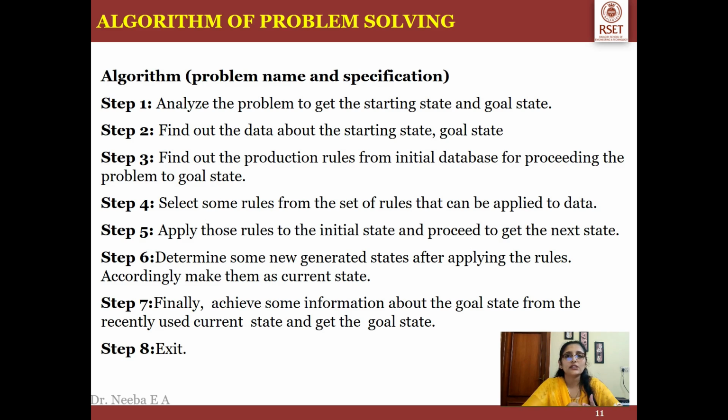Then you have to select some rules from the set of rules which can be applied to particular states. That is, from one state where all it goes. So we have to find out the rules which go from one state to another state. Now apply those rules to the initial state and proceed to get the next state. Determine some new generated states after applying the rules. So you got your new states. Finally, it repeats until you reach a goal state. Otherwise, you will repeat it from the beginning. And once you reach the goal state, you will exit the program.